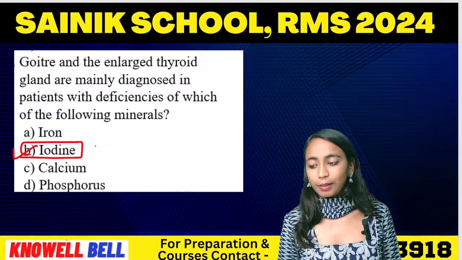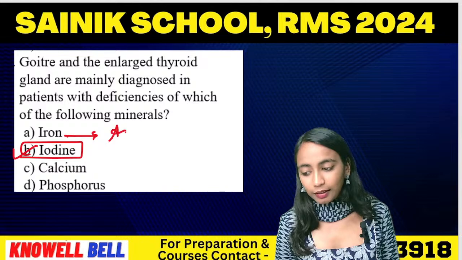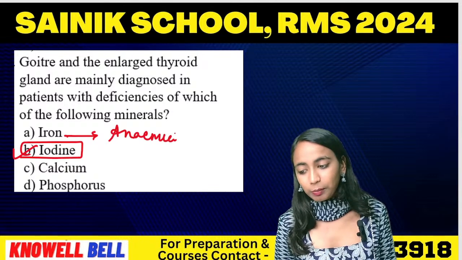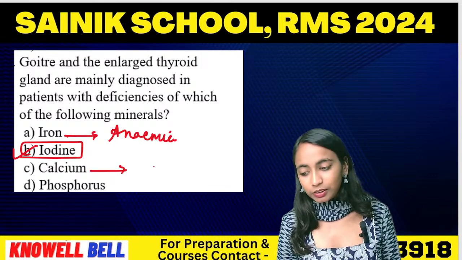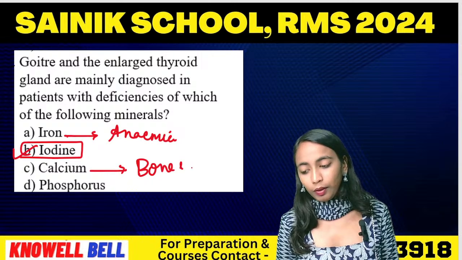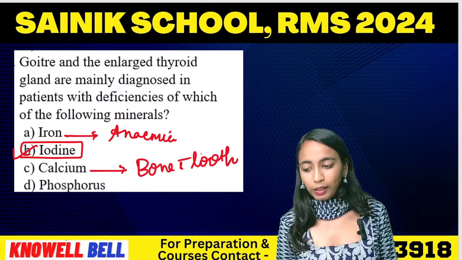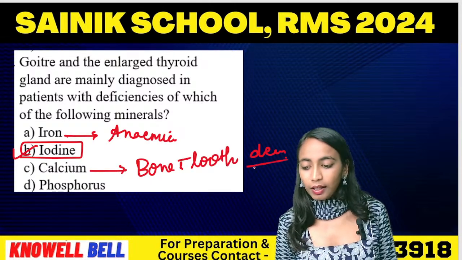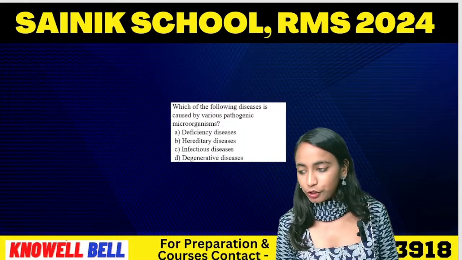Iodine की deficiency से हमारी body में goiter cause होता है. Iron deficiency, again you have to keep in mind, anemia. Calcium deficiency will cause bone and tooth decay. Bone and tooth decay किसके through cause होगा? It is caused due to calcium deficiency.